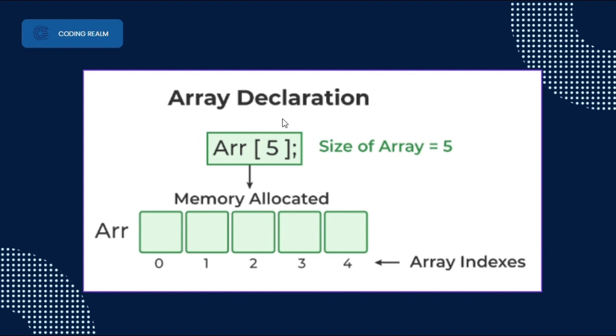Now this is the array. Here the array has the name ARR and a size equal to 5. The size of this array is 5. This array is allocated in memory. Here we have the array elements and the array index.